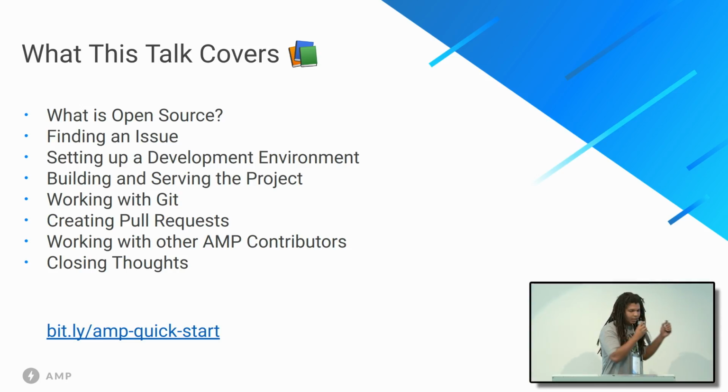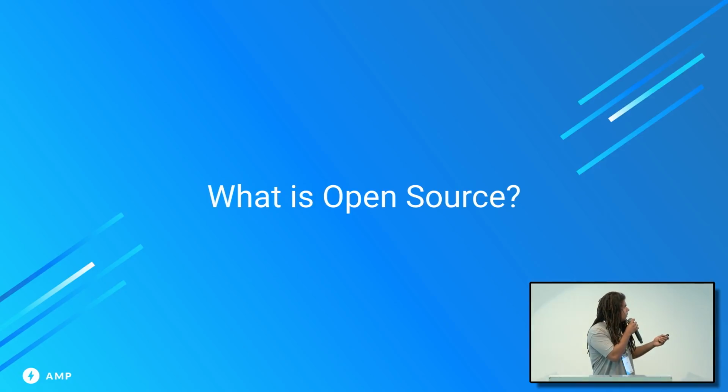So what this talk covers, it's going to go over some general things like what is open source, finding an issue, setting up your dev environment, building, working with Git, creating pull requests, all the fun stuff that you kind of have to go through to contribute to AMP. And one thing I'd like to mention, this is kind of like a guided tour of the Quick Start documentation. We have a bit.ly link, bit.ly/AMP Quick Start, if you want to look through that in case you ever want to reference back. I think we're going to put the slides up, so you can also look at this.